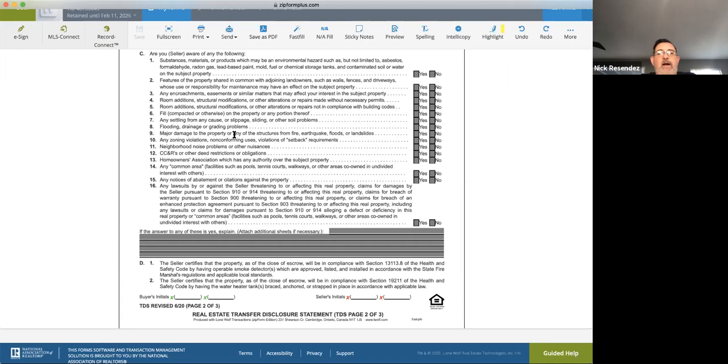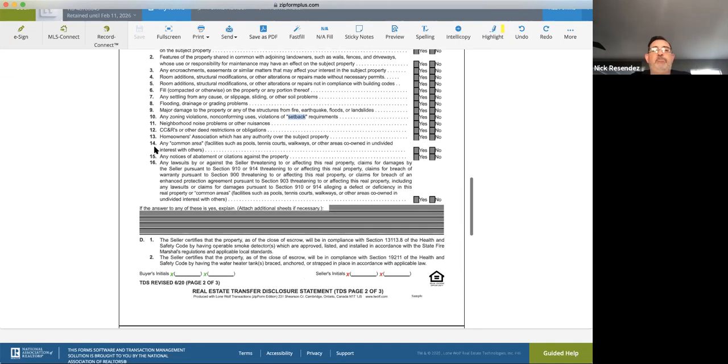9, damage from fire, earthquake, floods, or landslides, which we're seeing more and more. 10 would be zoning violations, non-conforming uses, violation of setback, right? Non-conforming means it's not in compliance with the city's building code. Setback is basically, any property you have is going to have setback requirements. And a setback is how close to the lot lines can dwellings be, can a garage be, can a fence be, things of that nature, okay?